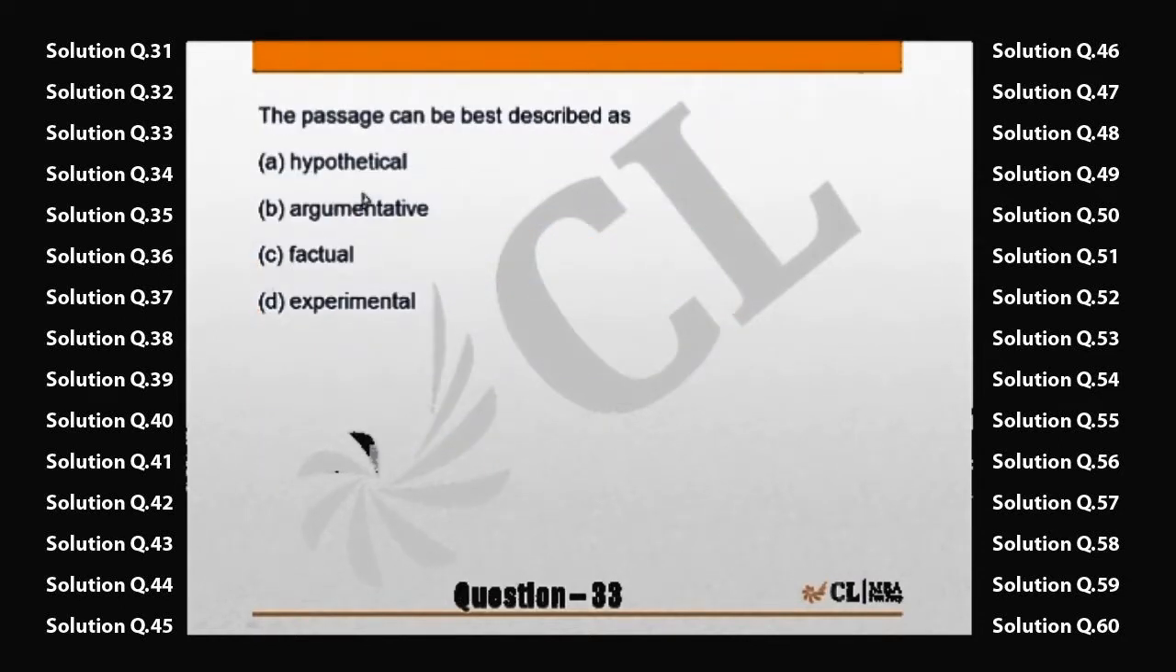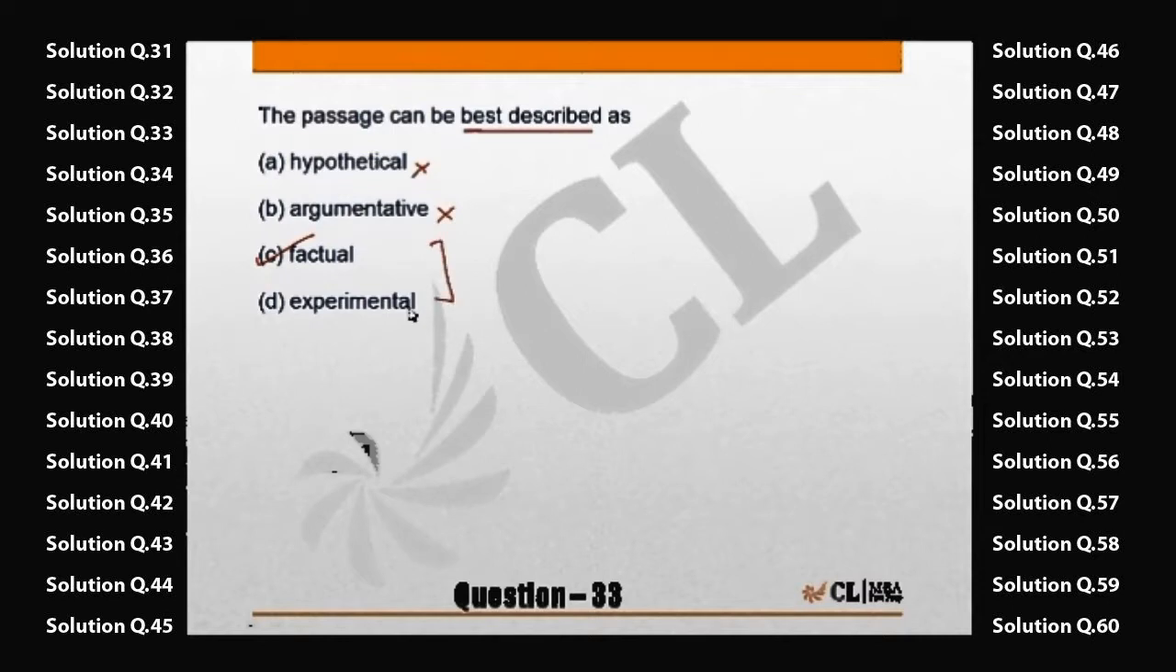Question 33. The passage can best be described as hypothetical. No, it is not. It's a real passage. An experiment has been conducted. So there's nothing hypothetical about it. Argumentative. The author is not arguing. He's just giving a statement, or he's just given a passage in which the facts of an experiment have been detailed. Hence, I would call it to be factual.